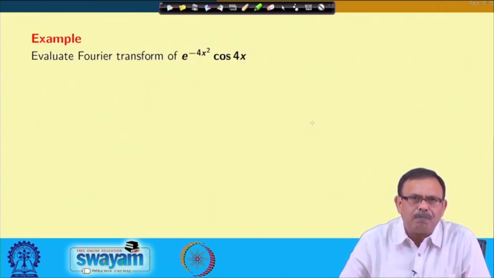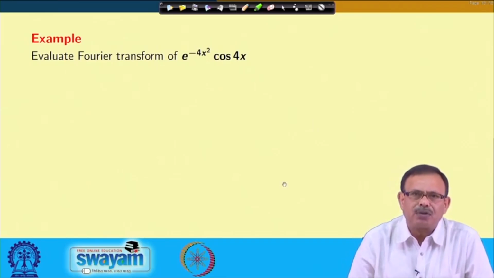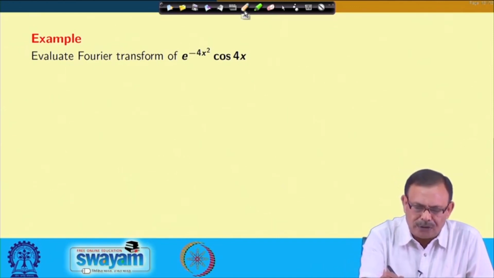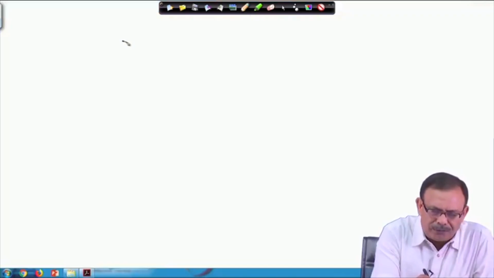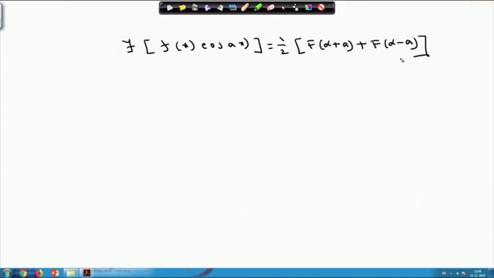Now, let us see another example. Evaluate the Fourier transform of e power minus 4x square into cos of 4x. Let us see. If you remember, Fourier transform of f(x) cos of Ax equals half of F of alpha plus A plus F of alpha minus A. We have done this property earlier, just before this lecture.